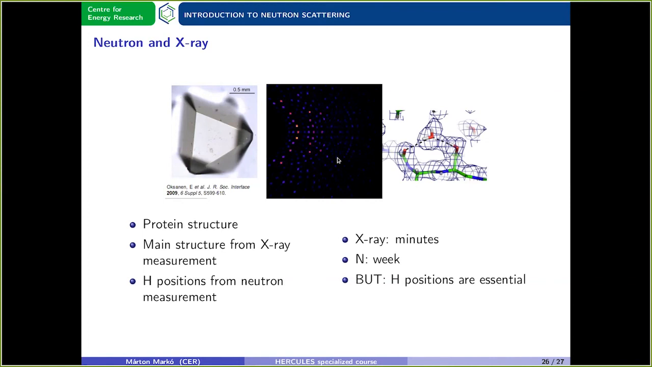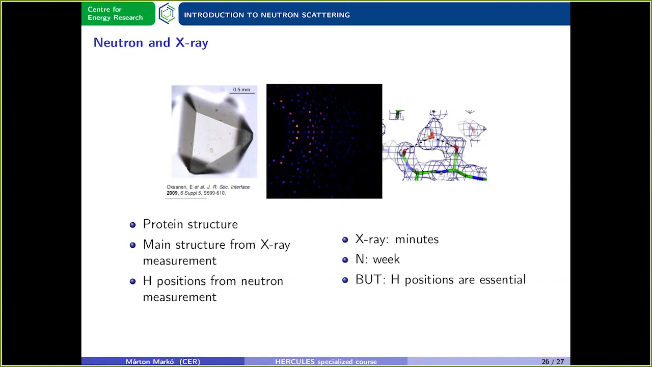This is similar with X-rays and neutrons. What's the difference? With X-rays we see the carbon, oxygen, nitrogen, everything which is not hydrogen, and we can do this measurement in a minute. Actually, I think this crystal is even too large for an X-ray measurement. And we know almost everything. But if the protein has some very important hydrogen, and the protein function depends on the hydrogen position, then that's what X-ray doesn't see.